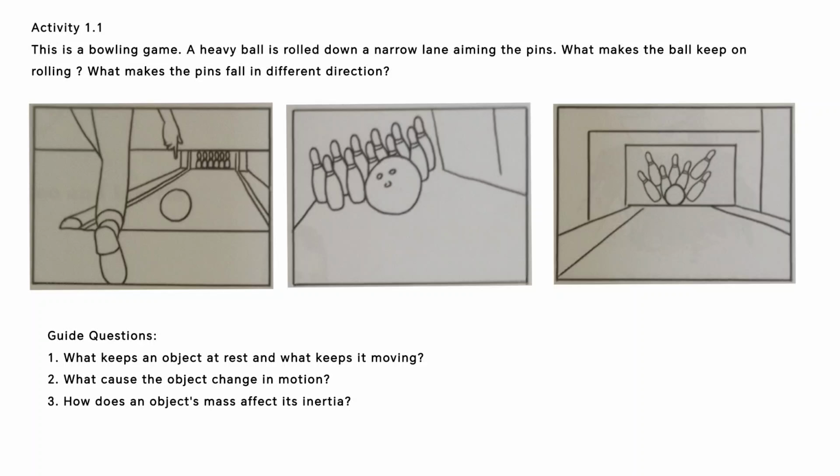Activity 1.1. This is a bowling game. A heavy ball is rolled down a narrow lane aiming at the pins. What makes the ball keep on rolling? What makes the pins fall in different directions?